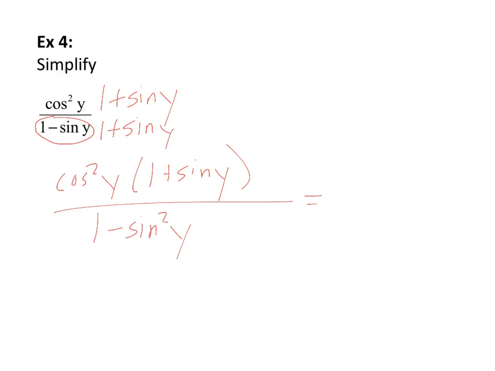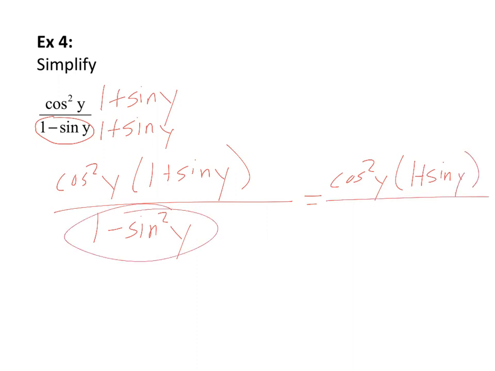Let's see what we have now. I have cosine squared y, 1 plus sine y. On the bottom, applying the Pythagorean identity, I can replace it with cosine squared y. Okay, that's why it sometimes is beneficial not to immediately distribute, because if you had done that, then you wouldn't see that right now. We can just cancel these out. So before you distribute, wait to see if you could cancel out the pieces first.